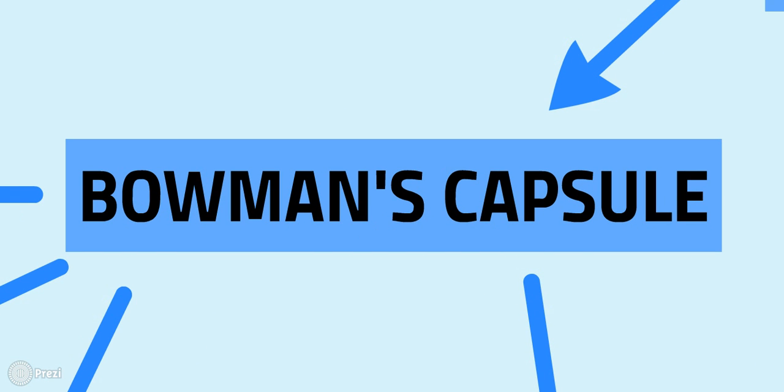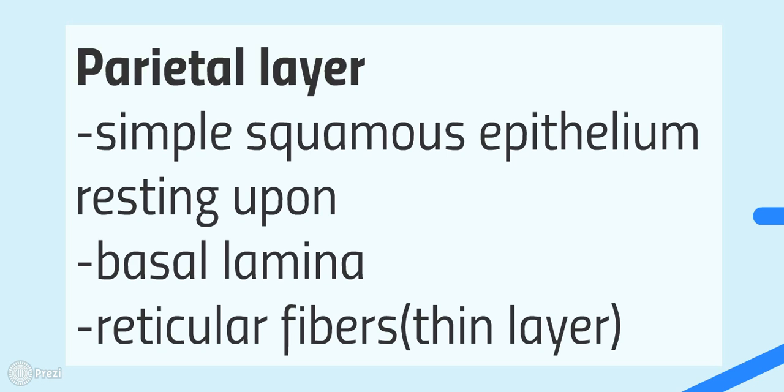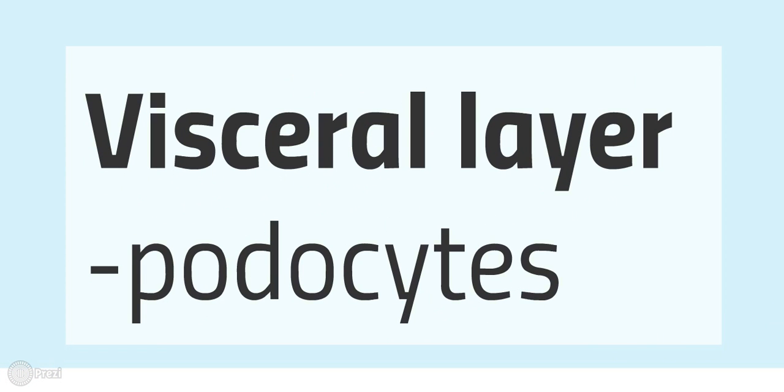So now we move on to the Bowman's capsule. The Bowman's capsule is made up of the parietal layer, which is a simple squamous epithelium resting upon the basal lamina and a thin layer of reticular fiber. Next is the visceral layer. The visceral layer consists of podocytes. Podocytes are a single layer of epithelial cells which have been modified during embryonic development.